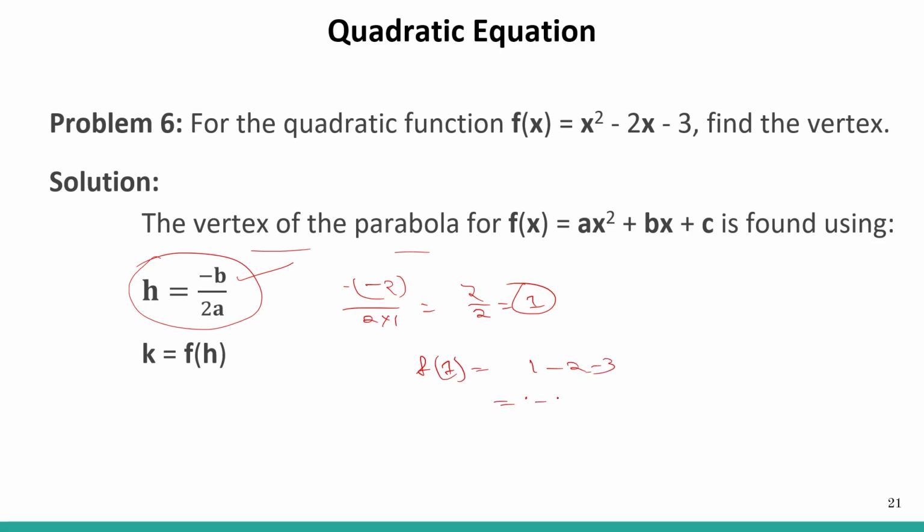This is equal to minus 1 minus 3. This is equal to minus 4. So minus 4 will be the correct answer. Okay, so 1 and minus 4 are the answer. So in x coordinate it is 1, then it is minus 4.